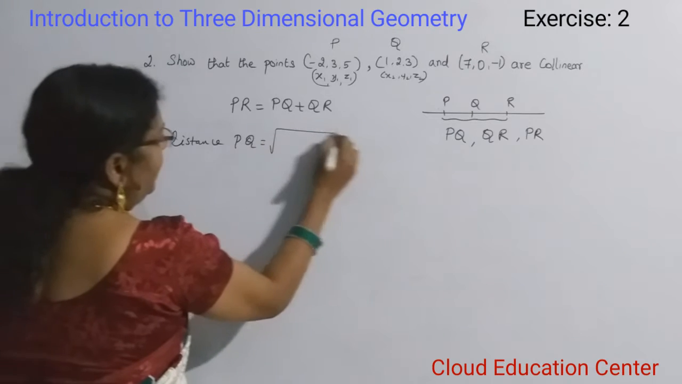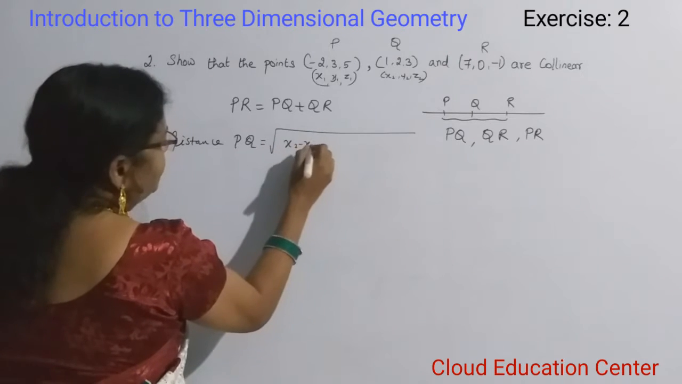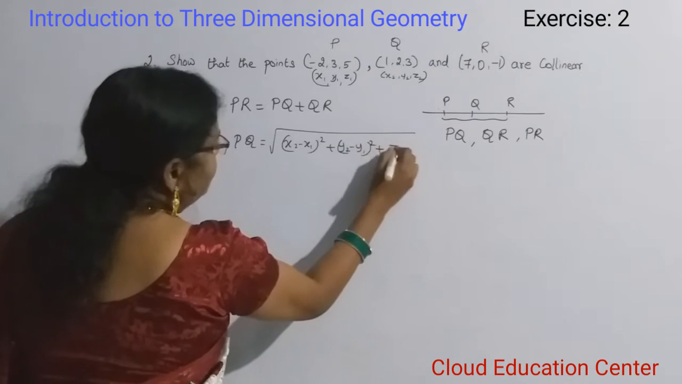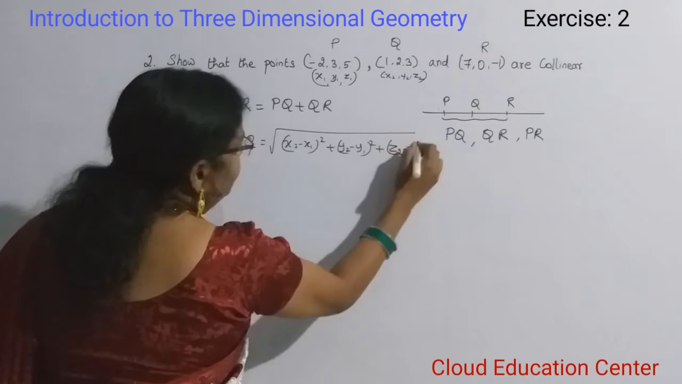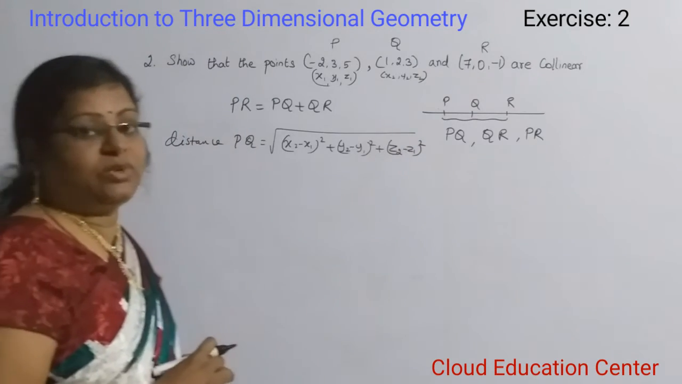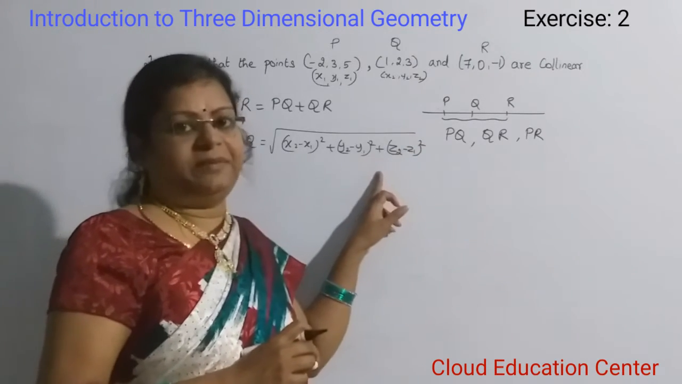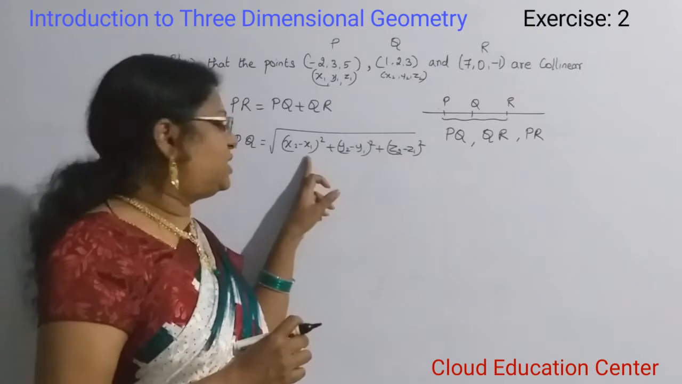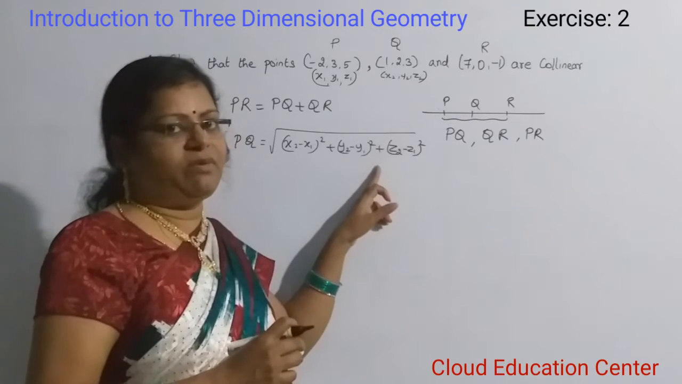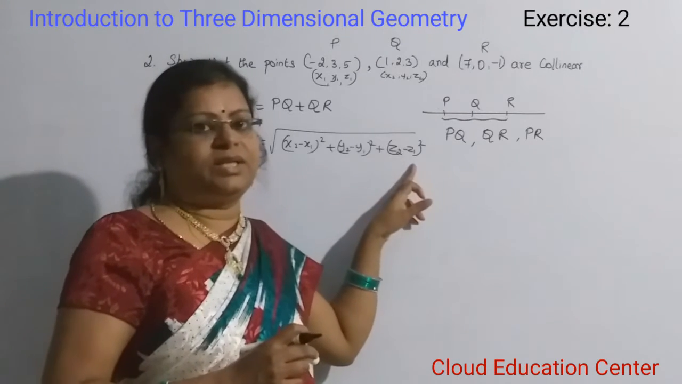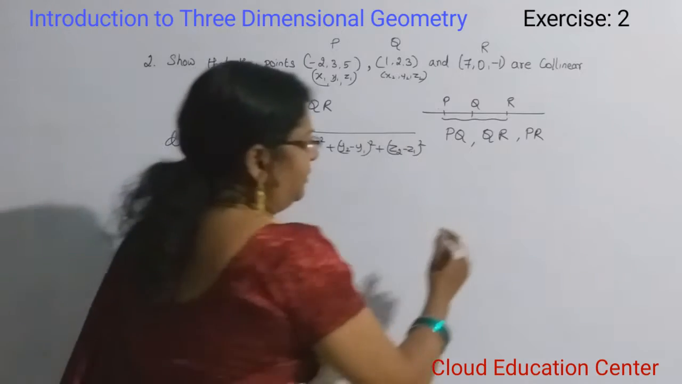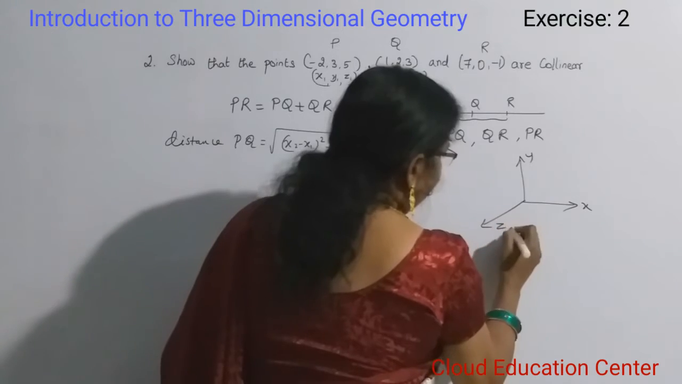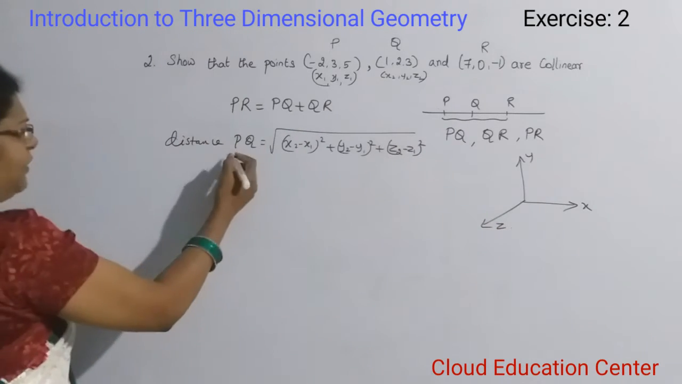Now you know the distance formula: the square root of x2 minus x1 the whole square plus y2 minus y1 the whole square plus z2 minus z1 the whole square. Here we added z2 minus z1 the whole square because this is 3D geometry. If it is only 2D, x and y axis, we will write only these two terms. Now because this is 3D, we are writing z2 minus z1 the whole square. 3D means there is an X axis, a Y axis, and then a Z axis. Now we find the distance.